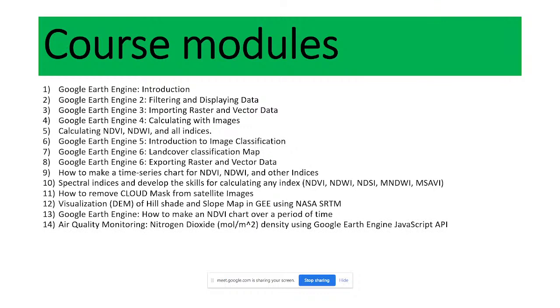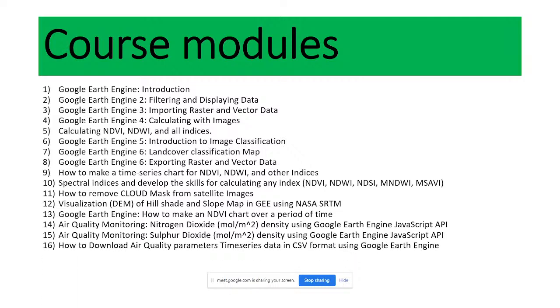Then we also show you some air quality monitoring. This time, we observe air quality monitoring using Sentinel-5 satellite imagery, such as nitrogen dioxide, sulfur dioxide, carbon monoxide, methane, and other gases. How you can easily make this air quality monitoring map, and also make the air quality monitoring time series chart. And how to download the air quality parameters data in CSV file format. Time series data, how you can easily download. We also show you this part.